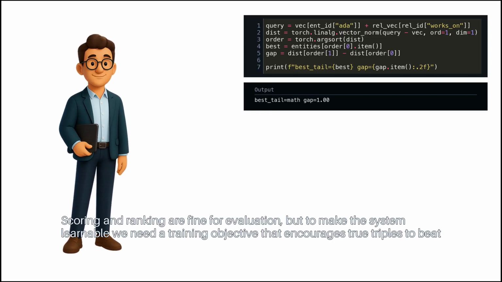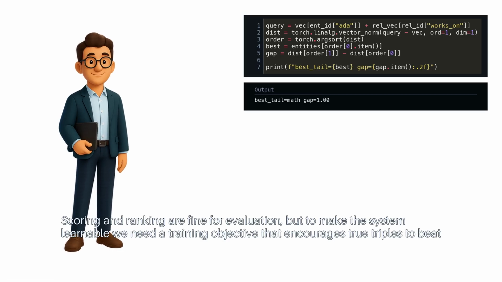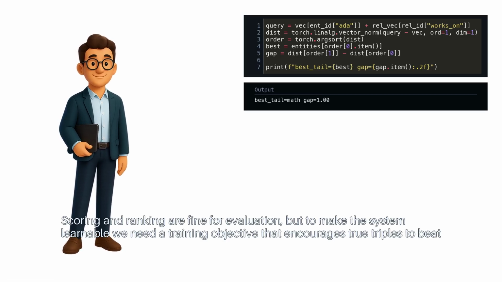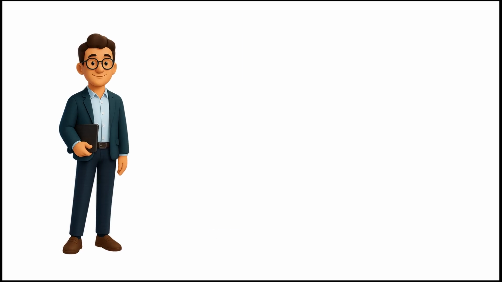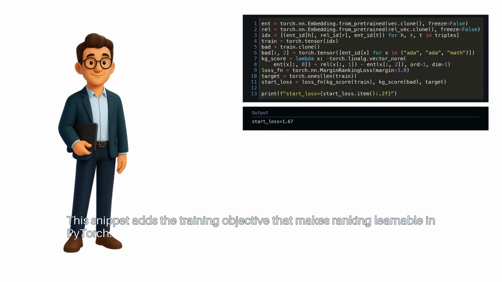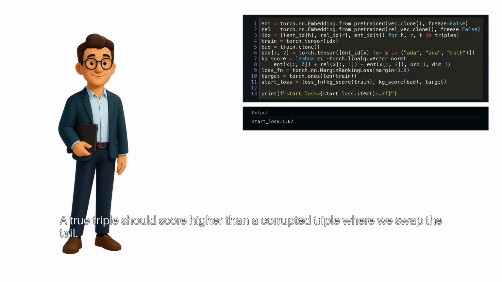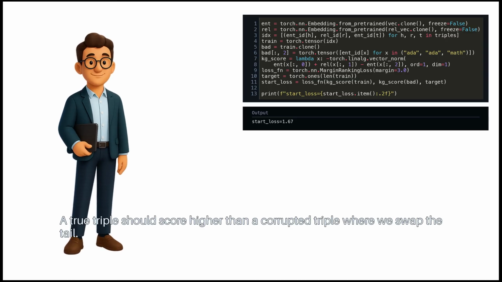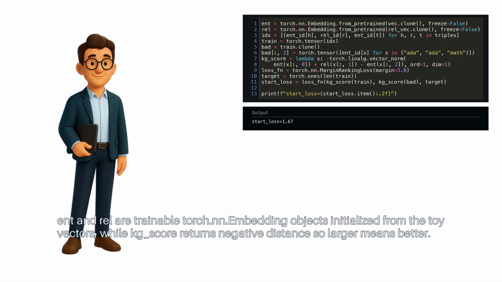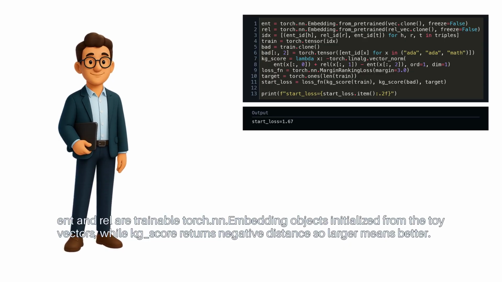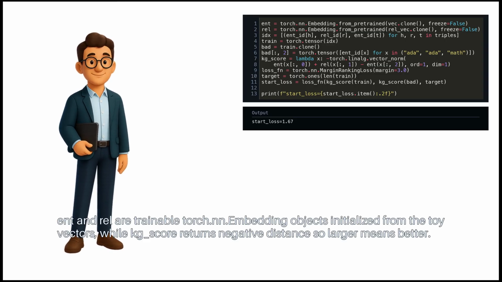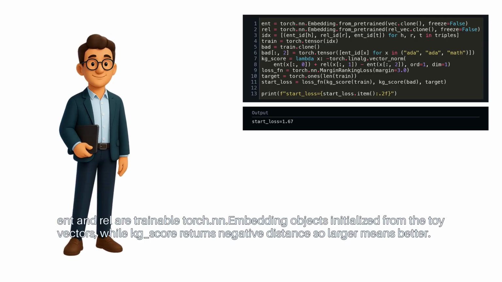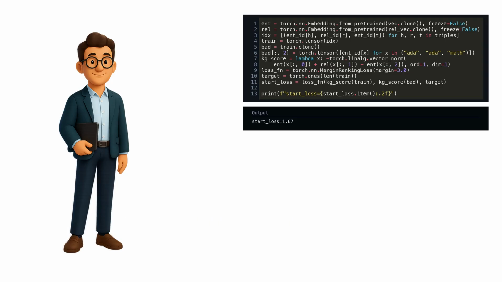Scoring and ranking are fine for evaluation, but to make the system learnable, we need a training objective that encourages true triples to beat corrupted ones. This snippet adds the training objective that makes ranking learnable in PyTorch. A true triple should score higher than a corrupted triple where we swap the tail. Ent and rel are trainable torch.nn.Embedding objects, initialized from the toy vectors, while kg_score returns negative distance, so larger means better.